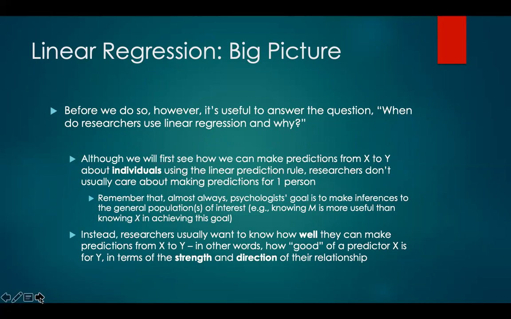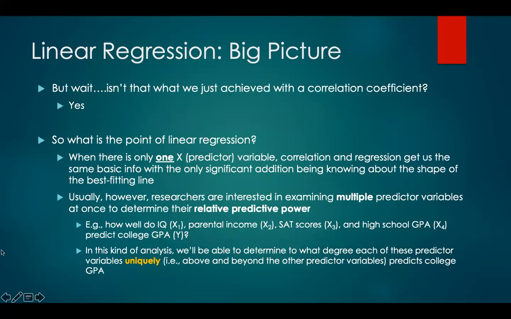So although we'll first see how we can make predictions from x to y about individuals using the linear prediction rule, researchers don't usually care about making predictions for one person. Remember that almost always psychologists and social scientists' goal is to make inferences about the general population of interest. Instead, researchers usually want to know how well they can make predictions from x to y. In other words, how good of a predictor is x for y in terms of the strength and direction of the relationship. But wait, isn't that what we just achieved with a correlation coefficient?